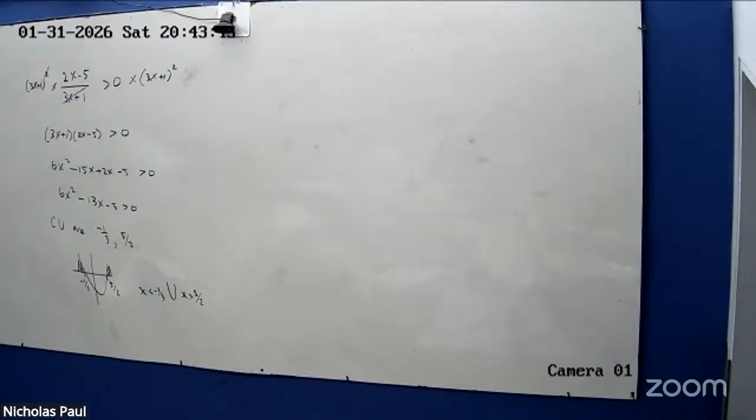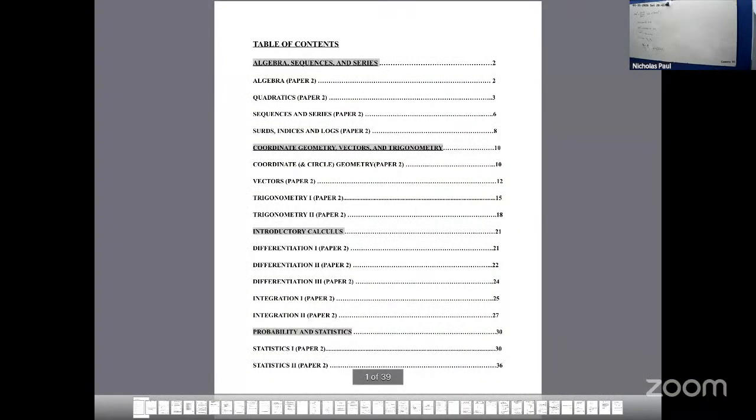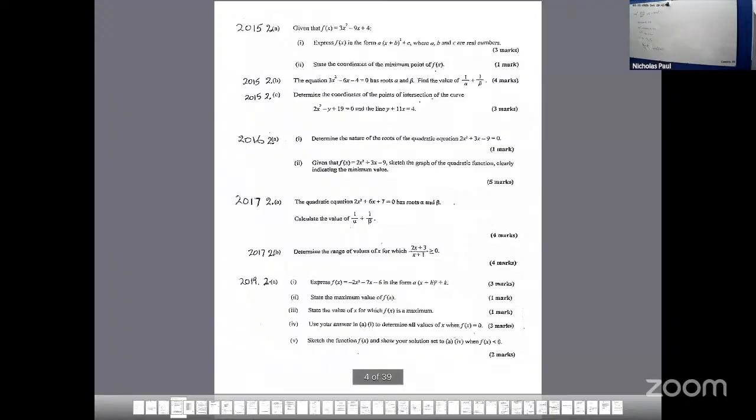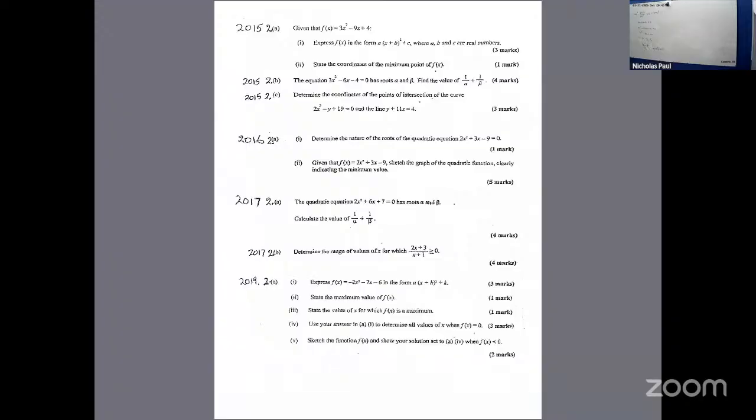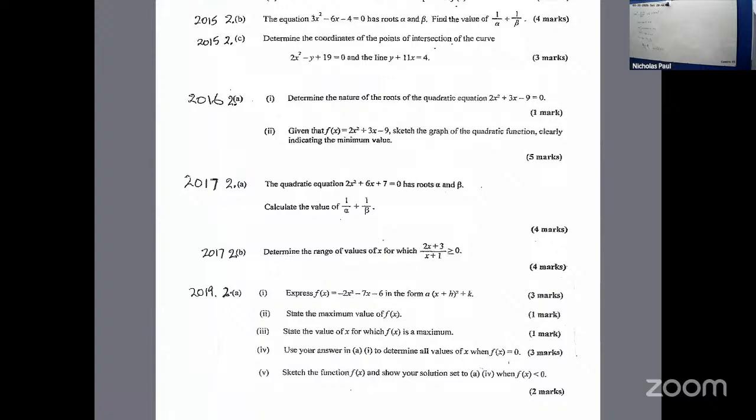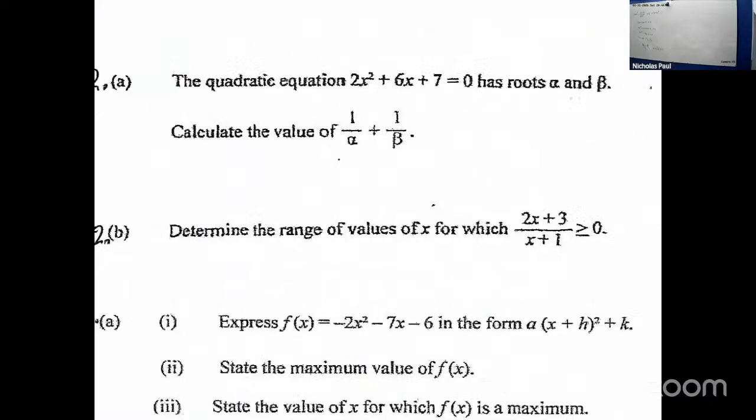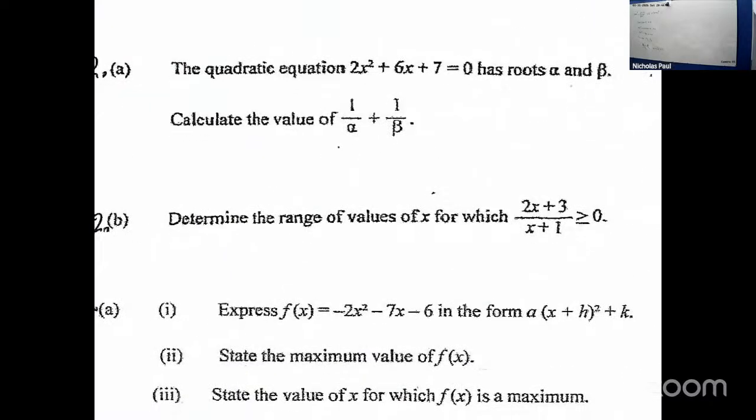Let's log in. Let's do 2017. Remember, sometimes there's a formula for alpha beta, other times you have to simplify it. Go ahead. 2017, number 2.